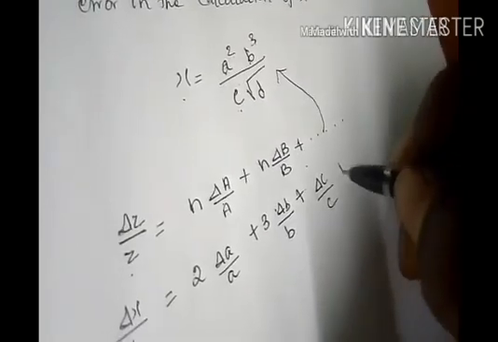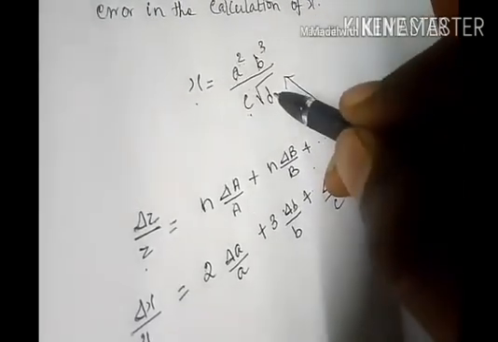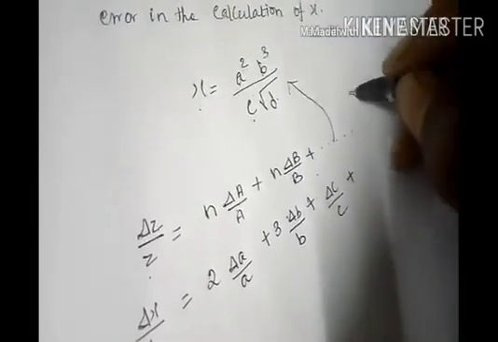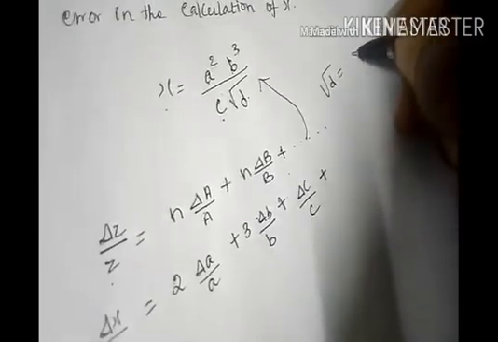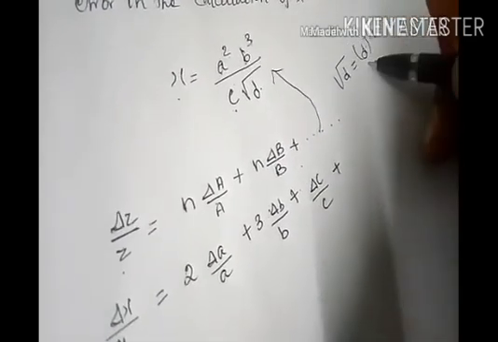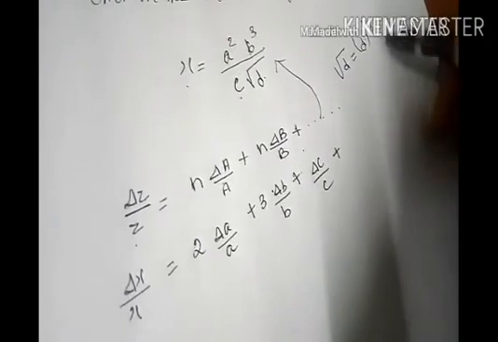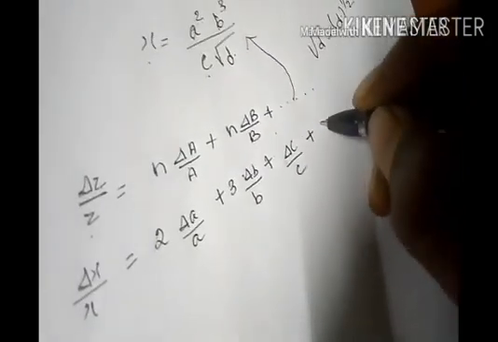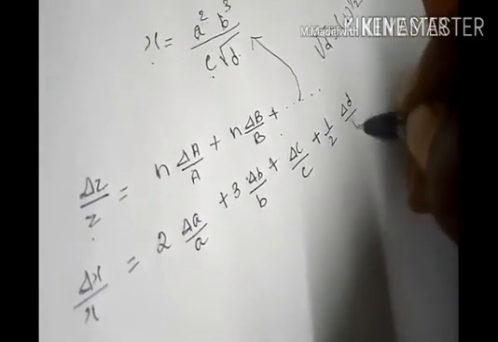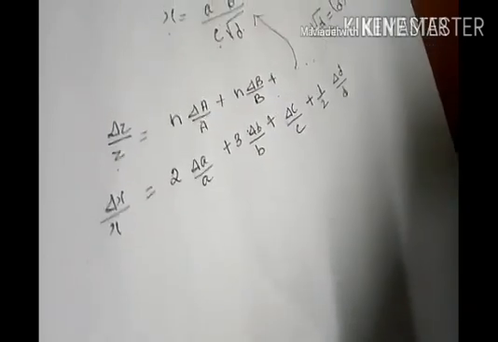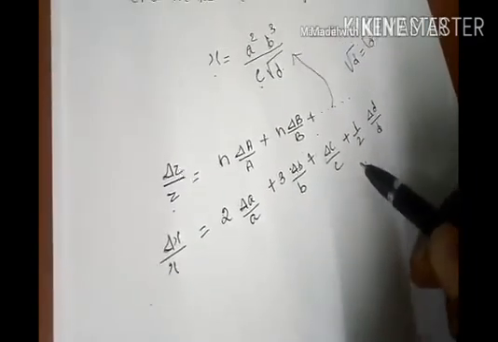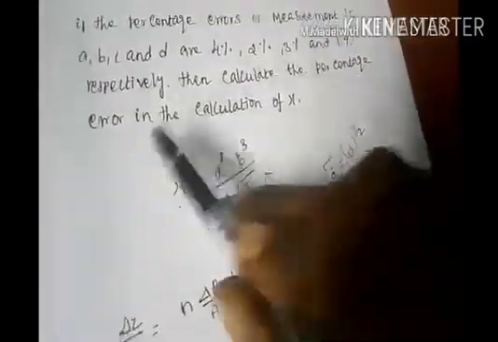Next, the fourth quantity is d. Here root d is written as d power 1 by 2, isn't it? So the power is 1 by 2, and the quantity is 1 by 2 into del d divided by d. Okay, this is the error formula. Now in our question it is percentage error.